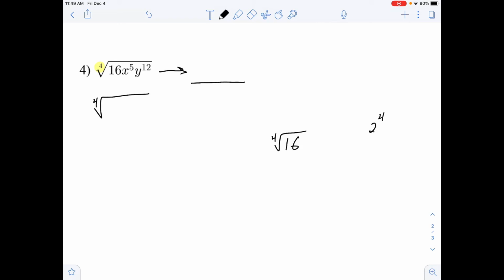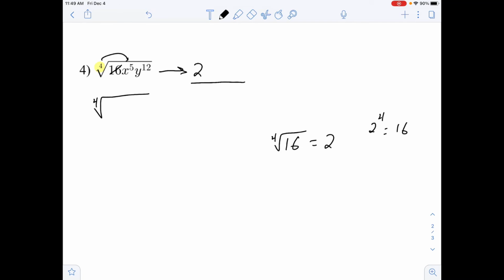And if you take 2 to the 4th power, that is actually equal to 16. So that means that this is a perfect 4th root, which is 2. So that means the 2 comes out and nothing is staying, it's gone. The 4th root of 16 is 2, the whole thing comes out.